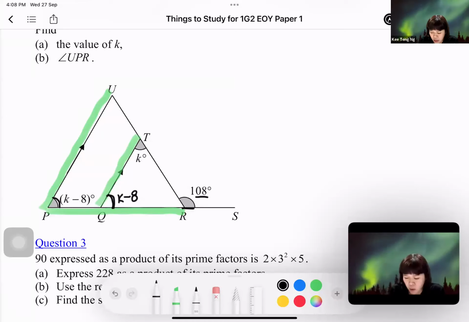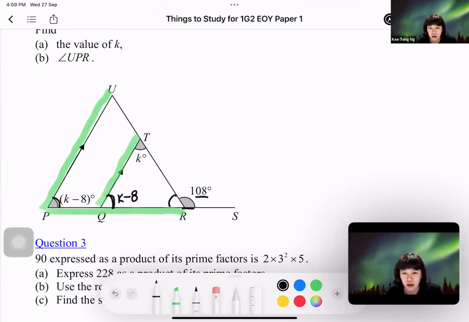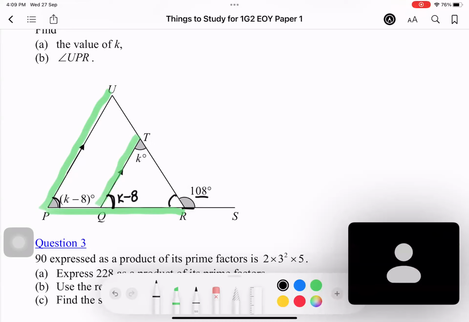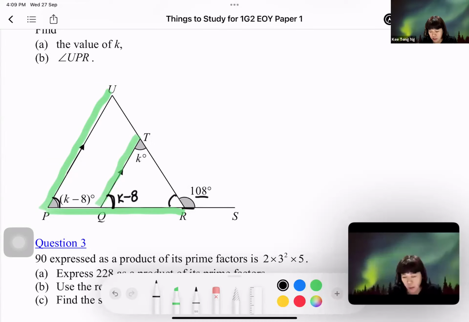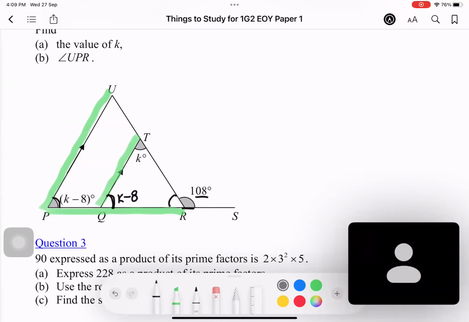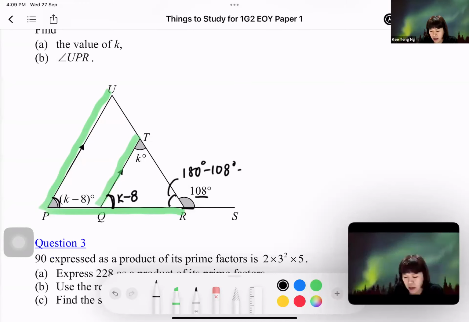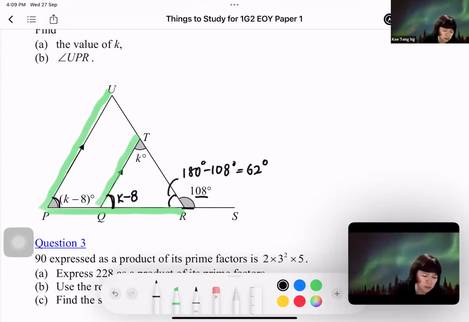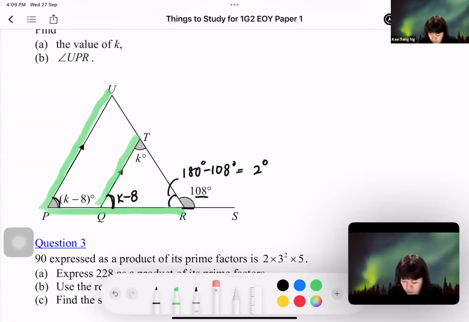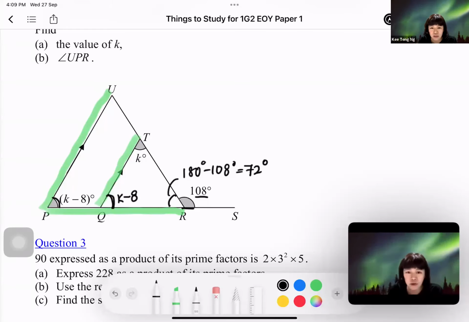If this one is 108, can you tell me how much is this angle? 62? How do you get 62? 180 minus 108. So it's 62, or 72, 72 lah. Or did I hear wrongly? 72. Okay, correct. So this angle is 72.